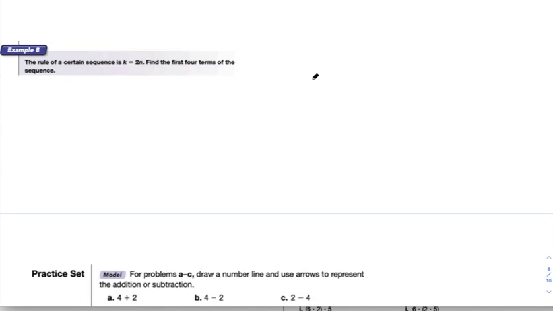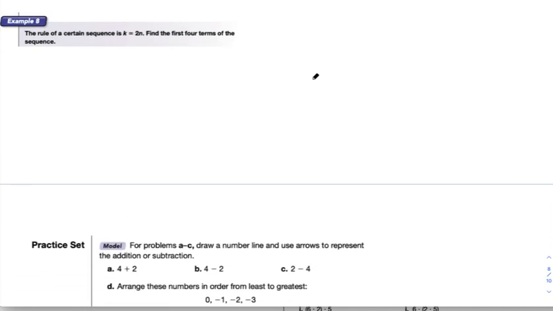Let's look at example 8. Here in example 8, the rule of a certain sequence is k is equal to 2 times n. Find the first 4 terms of the sequence. Here's what we're going to do. We're going to recognize that n refers to the number in the sequence. So for instance, when n is equal to 1, that's the first number in the sequence. When n is equal to 2, that's the second number in the sequence. When n is equal to 3, third number, n is equal to 4, fourth number, you get it, n is equal to 5, fifth number.